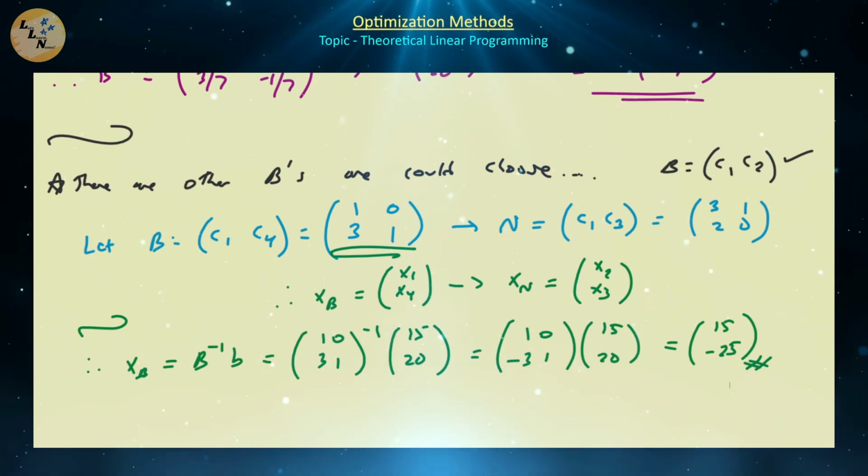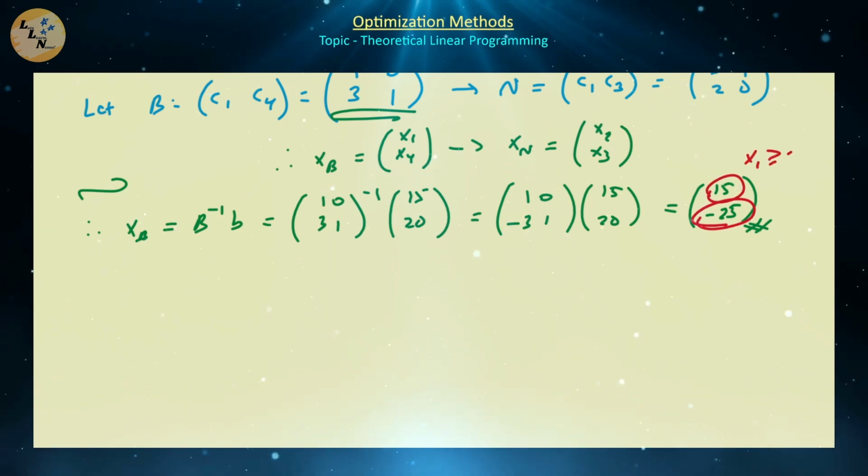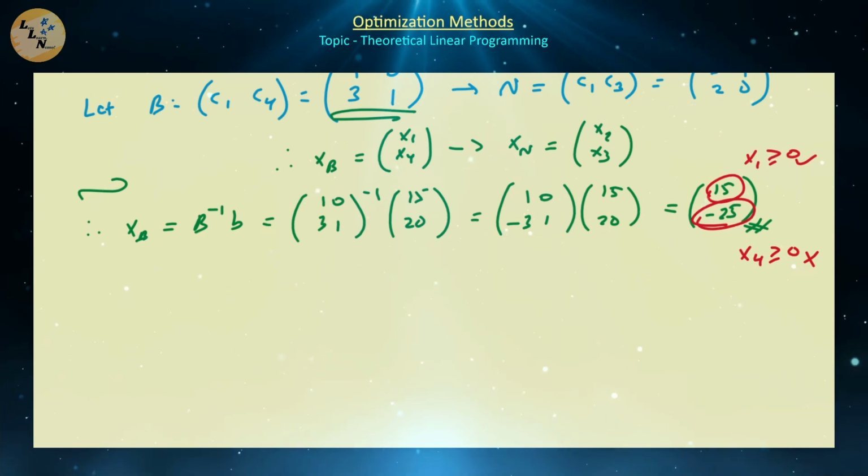Now, question: is this really a basic feasible solution? Well, one can ask, is this really a feasible solution? Remember that we mandated that our slack variables be non-negative. Keep in mind, that's x4, that's x1. Yes, x1 is greater than or equal to 0. That checks out, but x4 must be greater than or equal to 0, and that's violated.